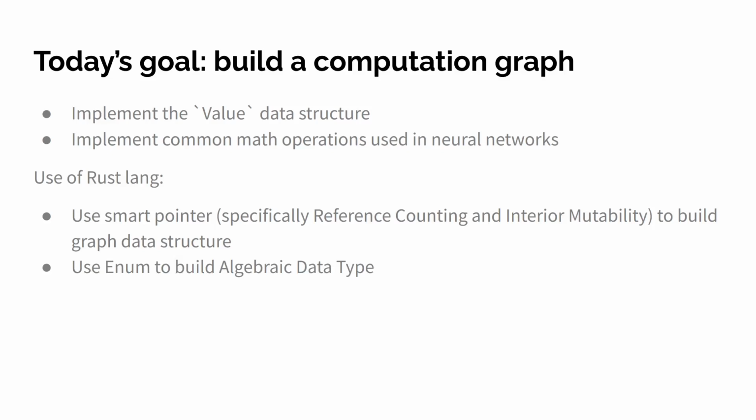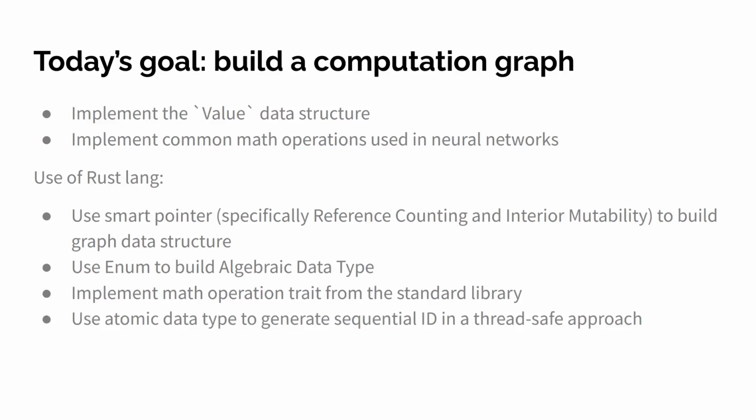Enum. We will be using enums to construct algebraic data types. These are incredibly useful for constructing values which can be one of several different but fixed types. Math operations traits. Traits are essentially interfaces in Rust. Here, we will be implementing traits to perform mathematical operations, which can help to make our code cleaner and more modular. Atomic data types. These types allow for lock-free concurrent programming, ensuring data integrity in multi-thread scenarios.